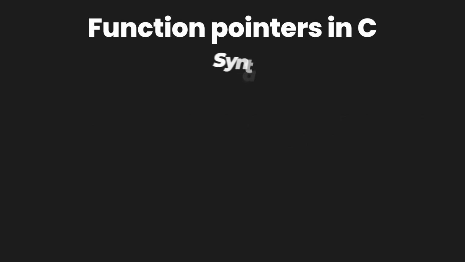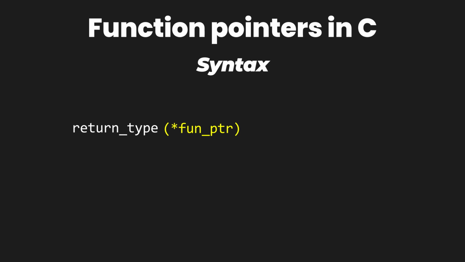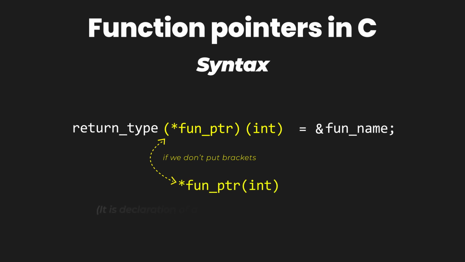The syntax of function pointers is as follows: we have the return type followed by the pointer, which is enclosed inside parentheses, and then followed by the arguments of the function that we are pointing to, enclosed within parentheses as well. Then we set this whole statement equal to the function name with the addressing operator, which is the AND symbol. There's an interesting fact here: if we don't put the parentheses around the function pointer, the statement becomes something like this, which is a declaration of a function that returns the void pointer, which is not a pointer to a function.